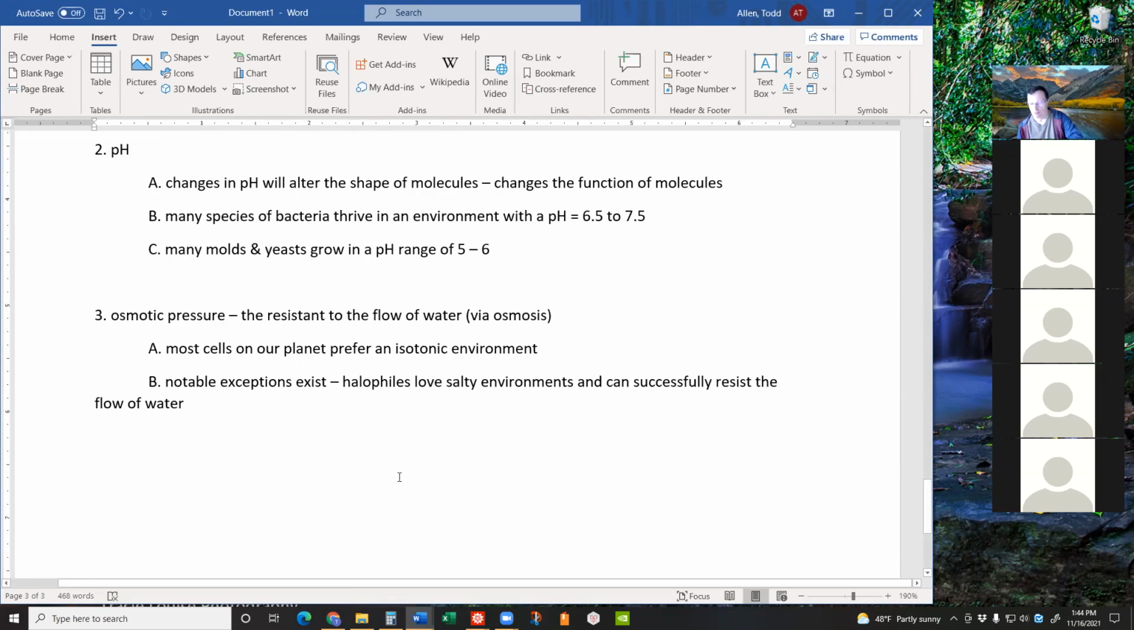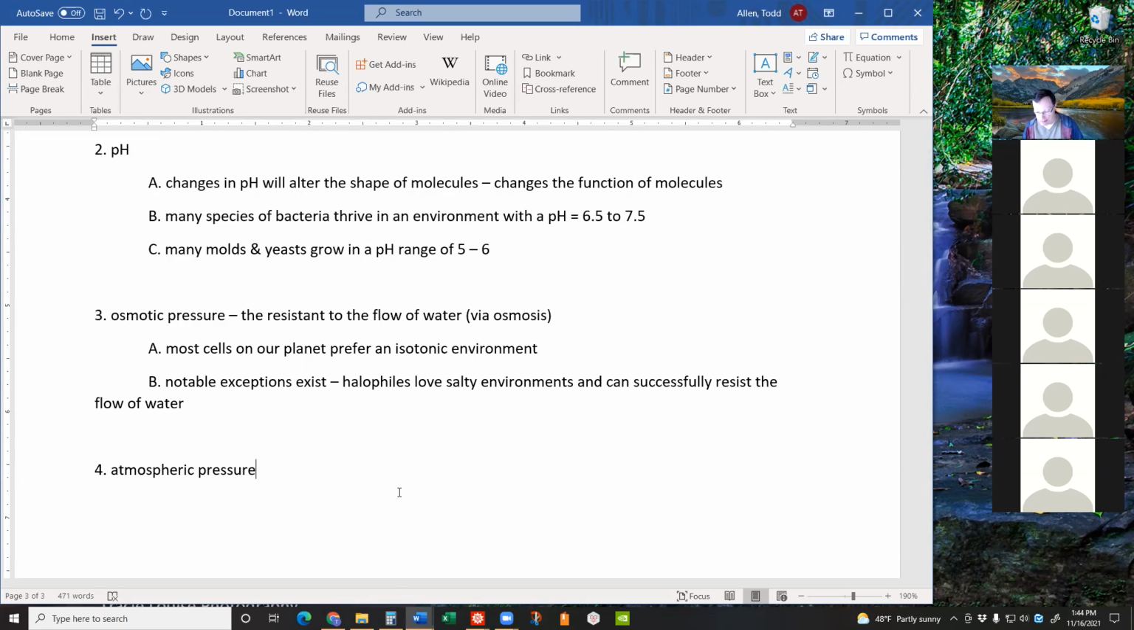Okay, racing here. Next would be atmospheric pressure. Atmospheric pressure is the resistance to the motion of the gases that make up our atmosphere when they're moved by gravity. That's atmospheric pressure.